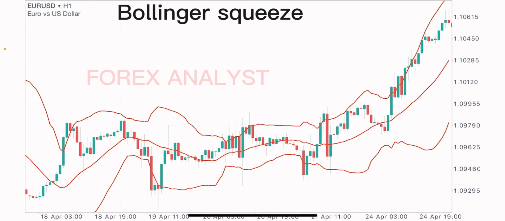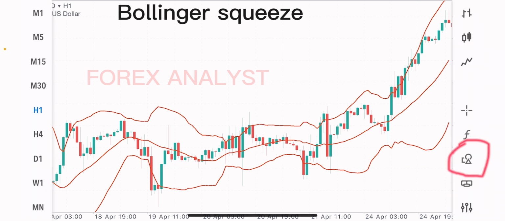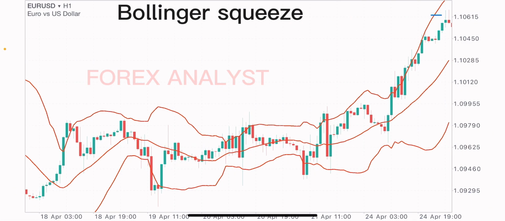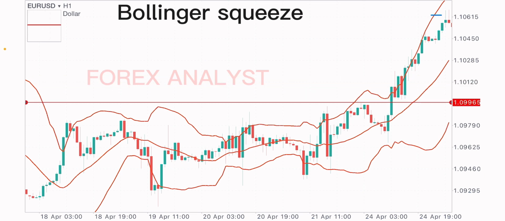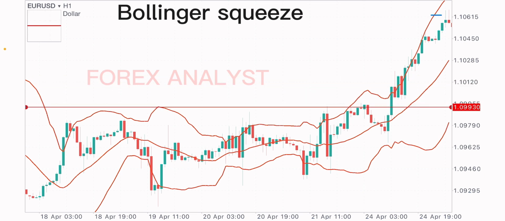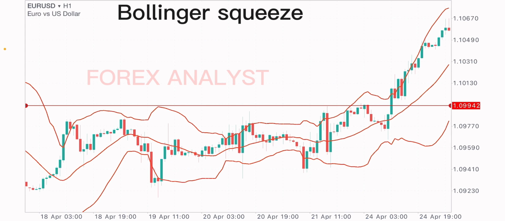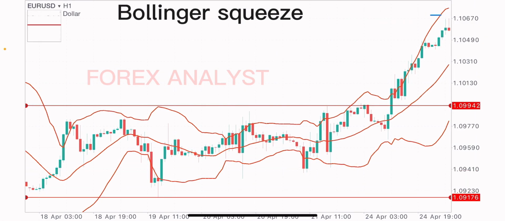Once we find our ranging market, this is a ranging market here, we are going to mark the highest point the ranging market ever reached. This is how we get the highest point. We click on this icon right here, and we click on this line here. We tap on our screen and move it down to the highest point. This is the highest point the ranging market has ever reached, and this is the lowest point. We click on it again, and this is the lowest point the market has ever reached during the ranging market.